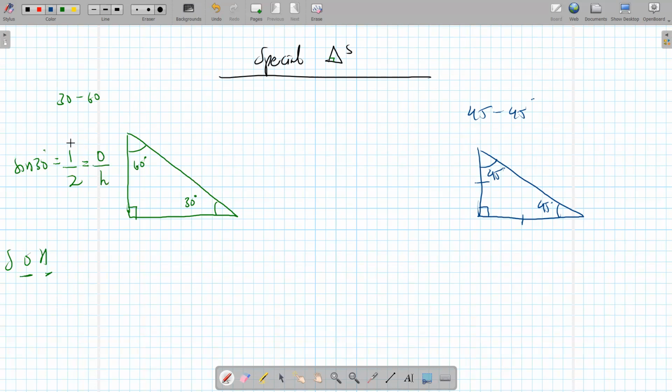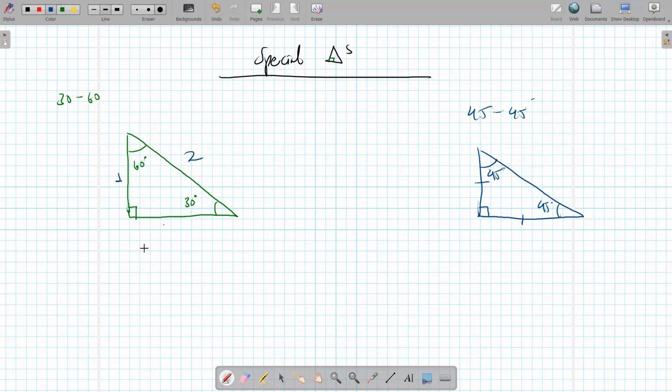What does that mean? That means opposite to 30 degrees, because the angle is 30, the length of that side is 1. Hypotenuse of the triangle is 2 units. There we go. So that's the trick there, to remember that sine 30 is 1 over 2, which is a half, and that is equal to the opposite over the hypotenuse using SOH-CAH-TOA.